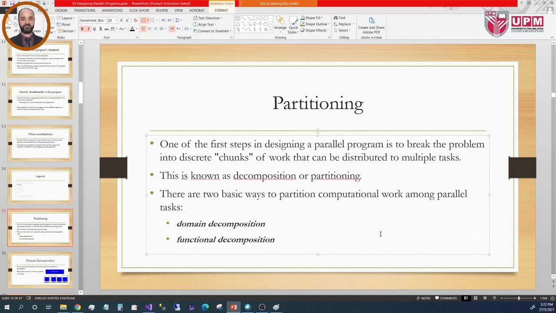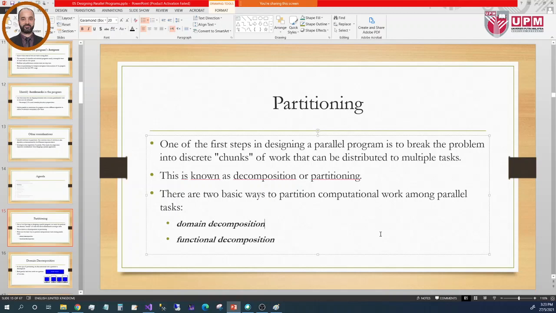Okay, I will give you some examples. Maybe you have a system that calculates the salaries for university staff. If you want to decompose the system, or break it into discrete chunks, based on the domain, you can say let us separate the academic from the non-academic. So you calculate for the academic staff in one thread, and for the non-academic staff in a different thread. This is the partitioning based on the domain, right?